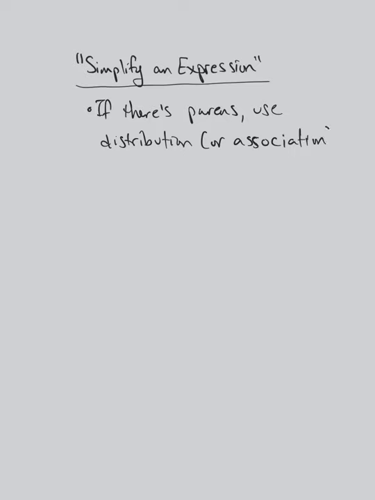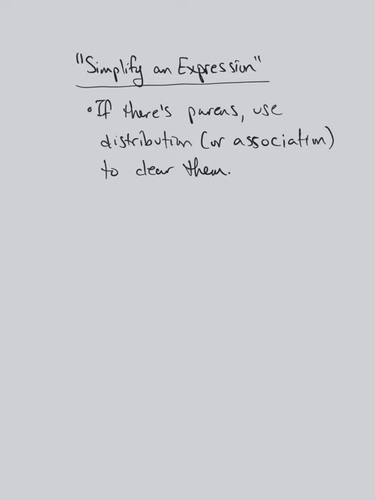So if there are parentheses, use distribution to clear the parentheses. It's usually distribution, sometimes it's associativity. And again, remember, if that just confused you, I just thought of that whenever I was writing. It's usually distribution, but sometimes it's association, or the associative property.